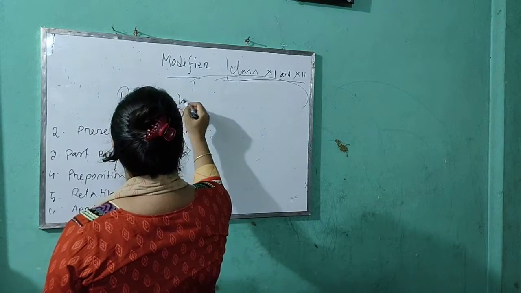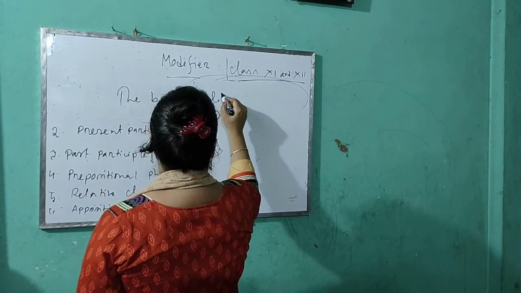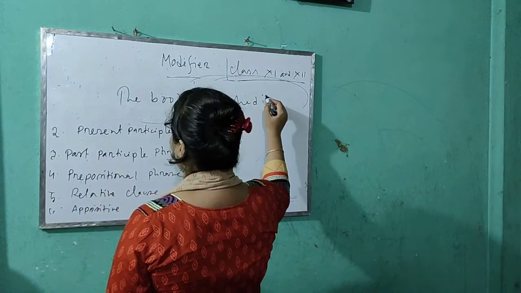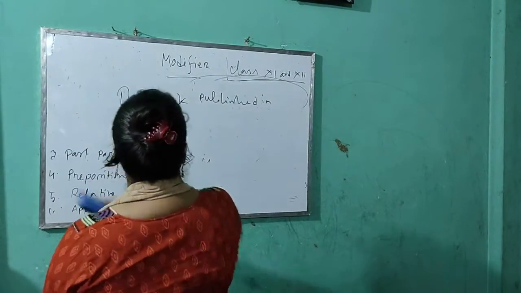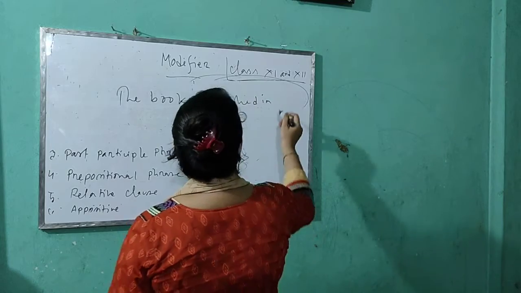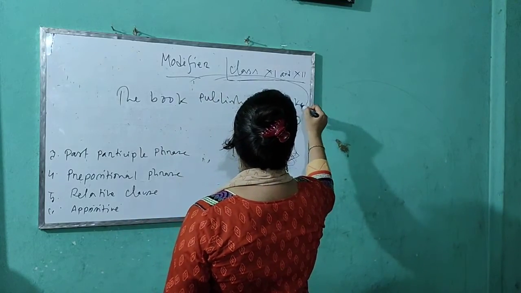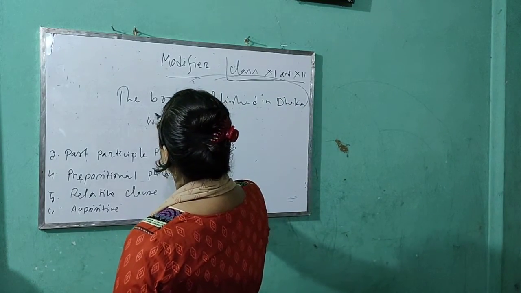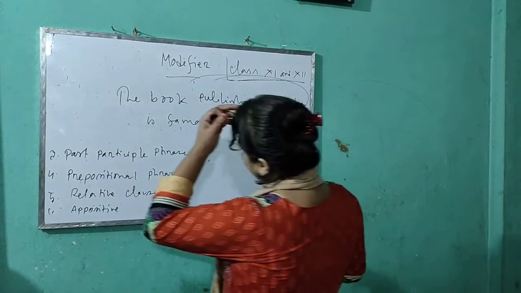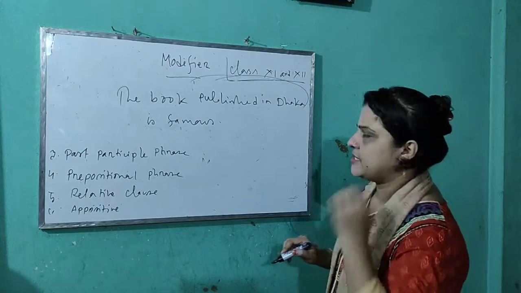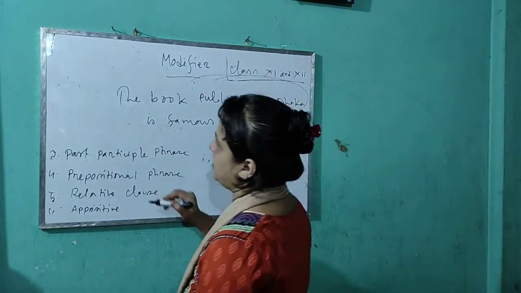The book published in Dhaka is famous. So here, past participle, we know what is past participle.